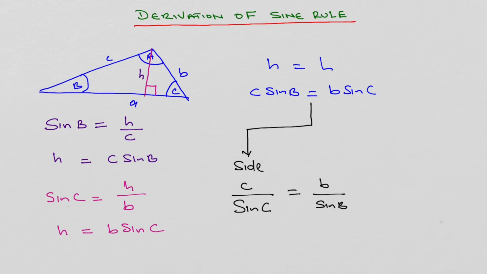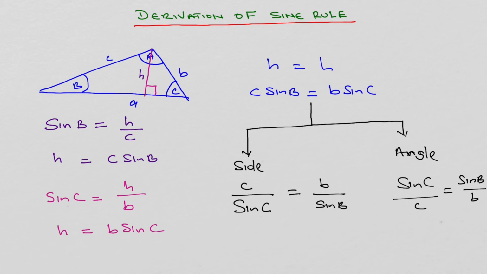And if you want to write it in terms of angles, to find the angle, we write sine C over little c equals sine B over little b. So how do we do that? We basically leave the sine there and take the little c down and bring the little b down here. And that's how we get that.